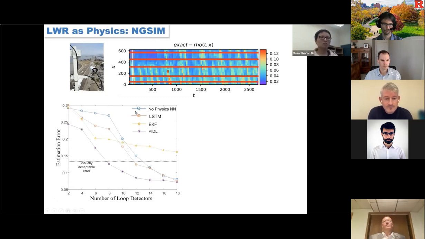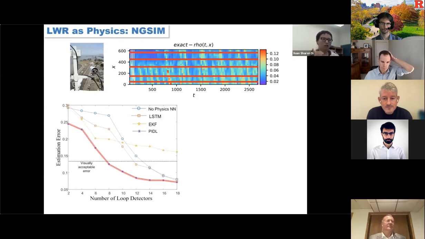The blue one is just the pure neural network without using any physics. LSTM is the long short-term memory model. EKF is the classical method for traffic state estimation; its full name is extended Kalman filter. And the PIDL, the physics-informed deep learning model, is the model we propose. You can see that the lowest curve is the performance of our model.